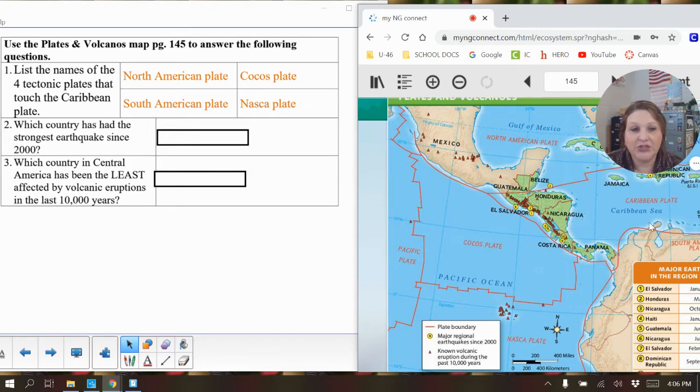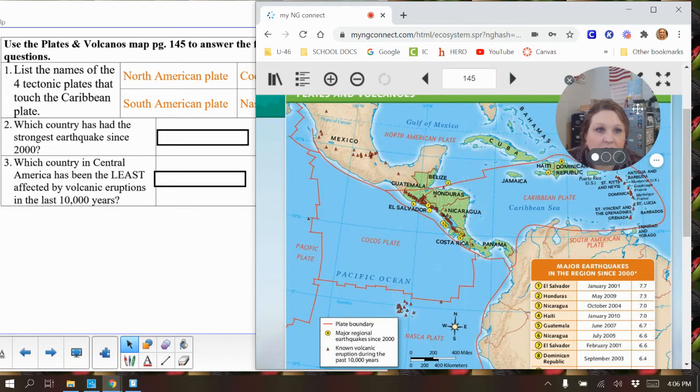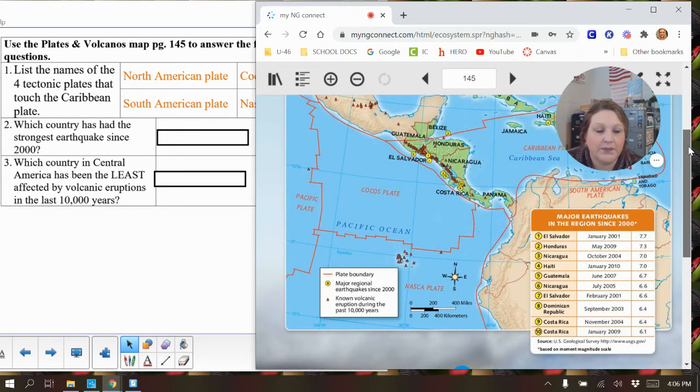So our last 2 questions are also based on this map, so I will enlarge it again in just a moment. And number 2 is which country has had the strongest earthquake since 2000? Actually, I might just be able to move it over here and we can see it better. Yes. Okay, so major earthquakes in the region since 2000. That's what our key is giving us here. But we also have another key over there on the side. So which country has had the strongest earthquake since 2000?